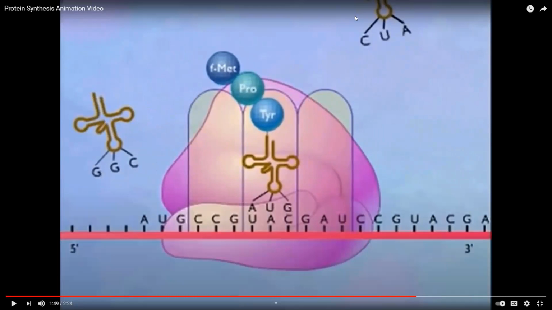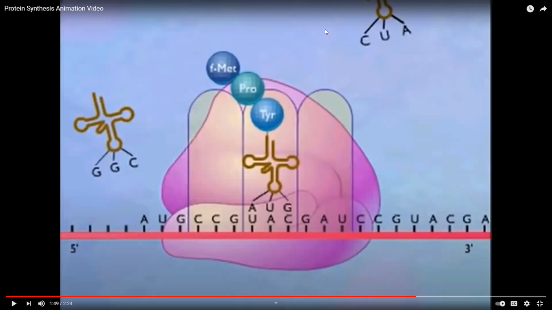What is FMET and Pro? F means first, methionine first. Pro is proline. These are the names of amino acids; we have 20 amino acids. TYR is tyrosine.